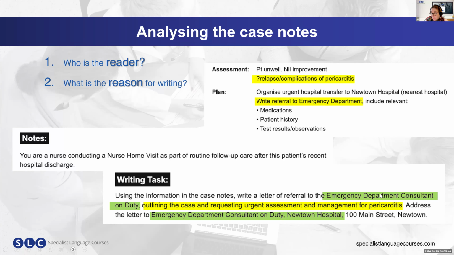So if we look at the context, we're a nurse visiting the patient at home, for routine follow-up care after the patient's recent hospital discharge. So we might need to mention the patient's been in hospital with discharge. However, there's a possible relapse and they need to go back to hospital. So we need to outline relevant information about that so that the reader can carry out their urgent assessment and management.